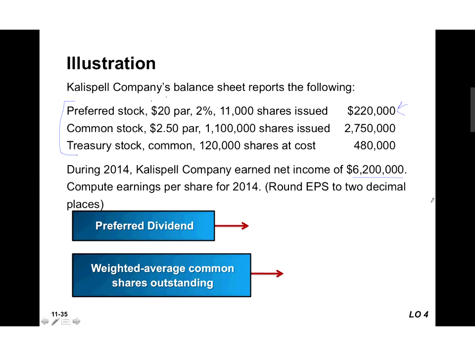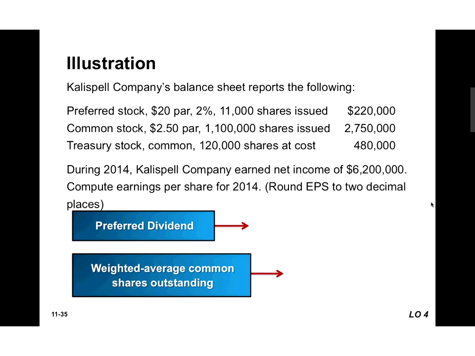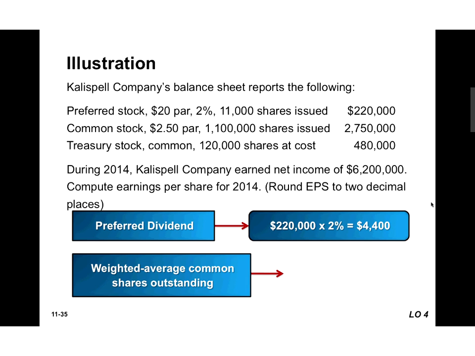So first thing we're going to do is we have to calculate two numbers to put in the equation. When we look back at our equation for earnings per share, we have net income minus preferred dividends divided by the weighted average number of common shares outstanding. Okay, so when we're on our example here, we need to calculate our preferred dividend. Our preferred dividend is going to be the par value, $220,000 times 2%, or $4,400. Okay, that's how we'll compute the preferred dividend. That goes back to last week where we took the par value times the percentage gives us the preferred dividend.